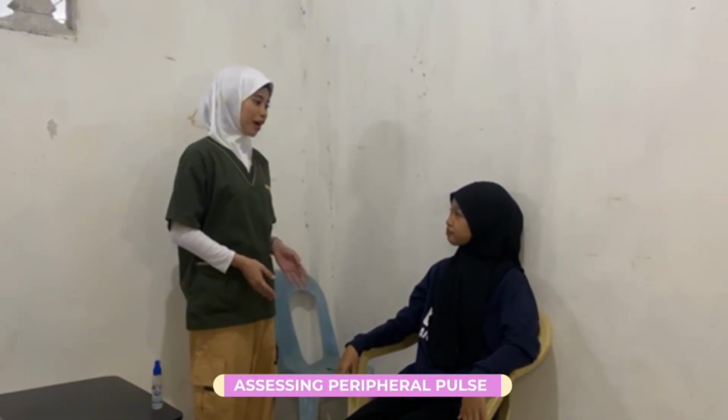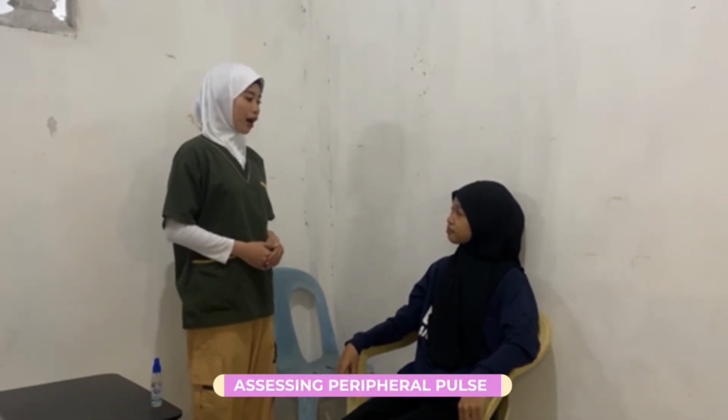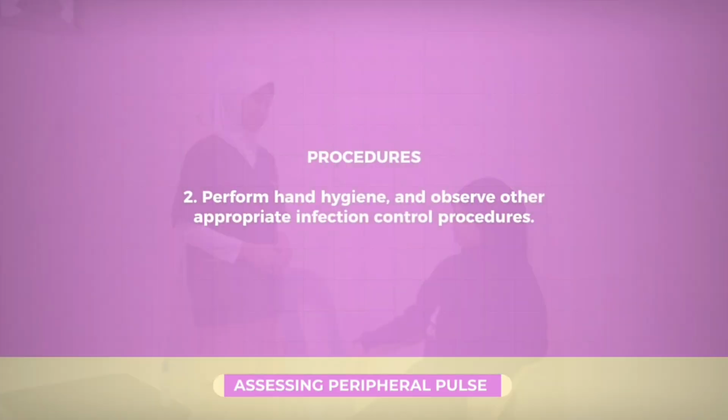My name is... What's your name, age, and date of birth? Musaiya, 18, August 11, 2007. So, ma'am, I will be checking your pulse to determine your current health status.